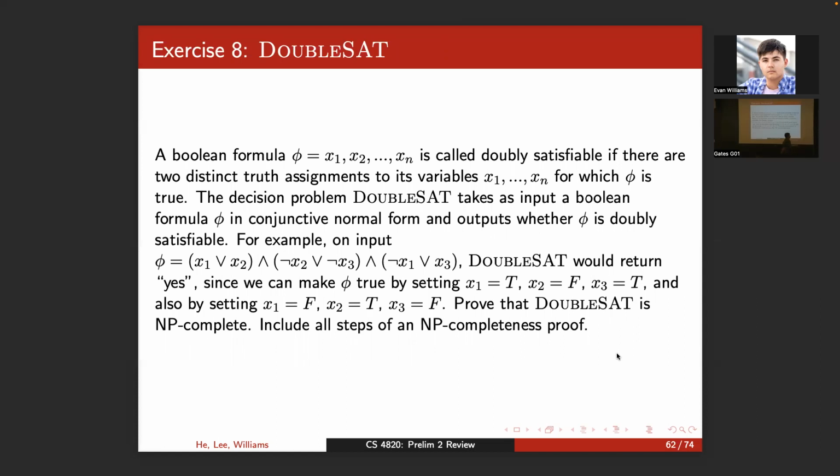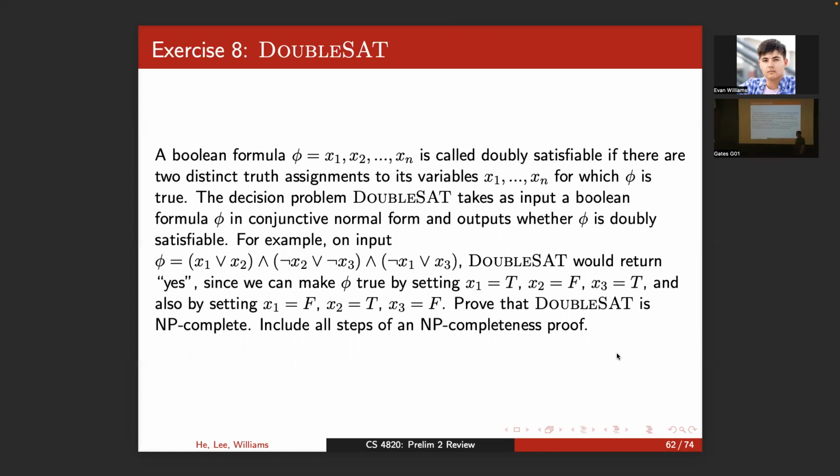It's called doubly satisfiable if there are two distinct truth assignments to its variables, x1 through xn, for which phi is true. So it takes in a Boolean formula in conjunctive normal form and outputs whether or not it's doubly satisfiable. For example, we have this input here, which consists of this CNF, and the answer is yes, because we have two truth assignments that make this CNF satisfiable. So we want to prove that this problem is NP-complete.